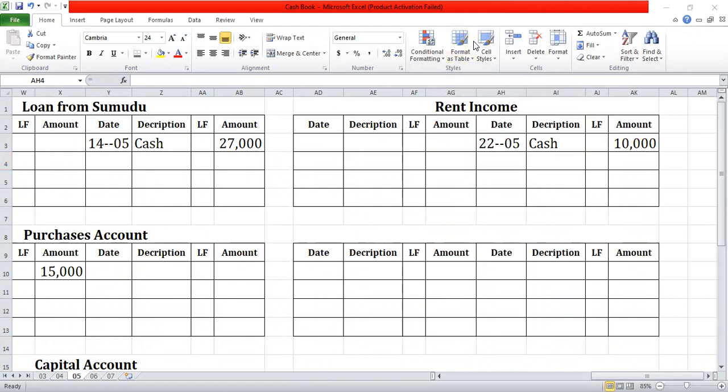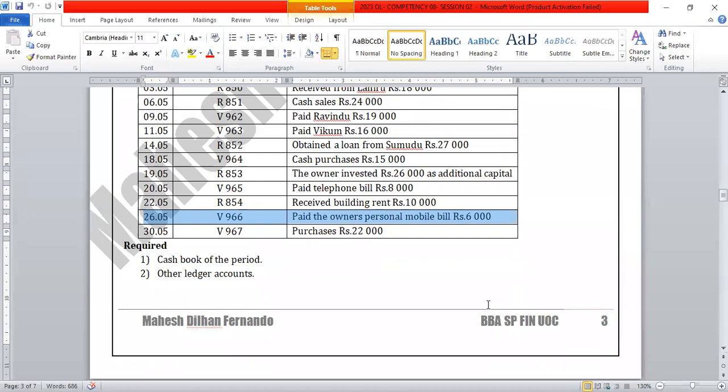If you like, highlight the next transaction. Read it very carefully. Paid the owner's personal mobile bill 6,000. Puta, take out a red pen and write this down.